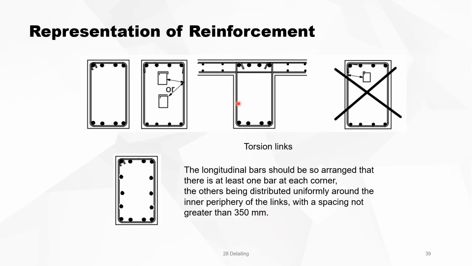This is the most commonly used when a beam and a slab is connected. It's like this. When you have torsion, the longitudinal bars should be so arranged that there is at least one bar at each corner, and the others being distributed uniformly around the inner periphery of the links with a spacing not greater than 350 millimeters. So that's when a beam is under torsion. You should have reinforcement all along.